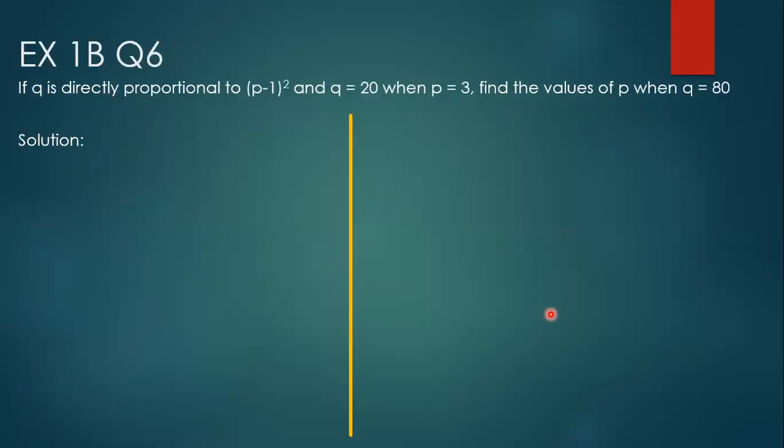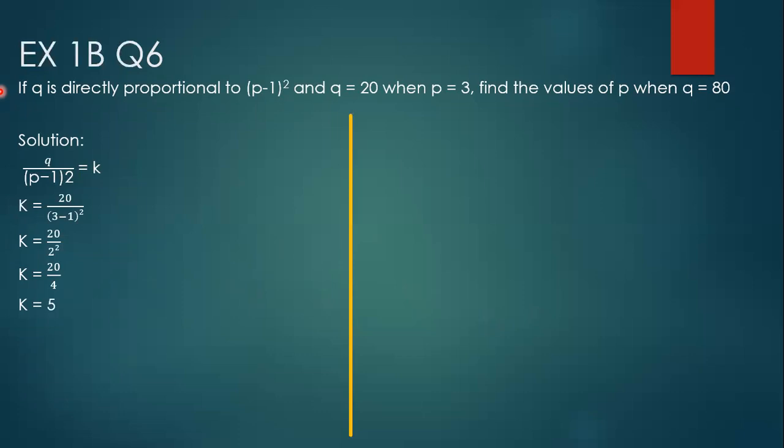If q is directly proportional to p minus 1 whole square and q is 20 when p is 3, find the value of p when q is 80. So now q upon p minus 1 whole square is equal to k. Replace q with 20 and p with 3. So 3 minus 1 is 2 and square of 2 is 4. So 20 upon 4 will give you 5.